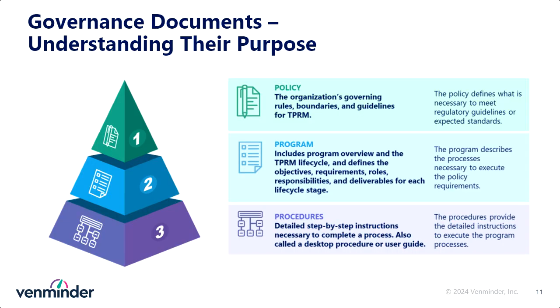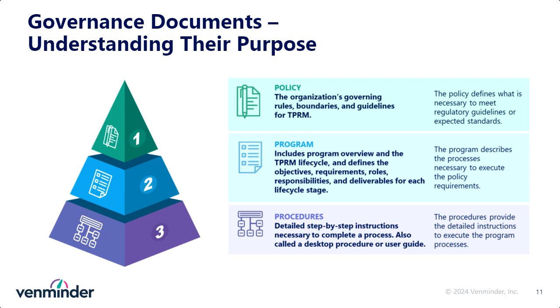Now, we're going to start off with governance documents, and it's really important that everyone is on the same page around their purpose and their audience. If we start at the very top here, you have your policy. This is the document that formalizes all the rules and requirements and standards for third-party risk management at your organization. From there, we have what we call a program document or an operating guide.